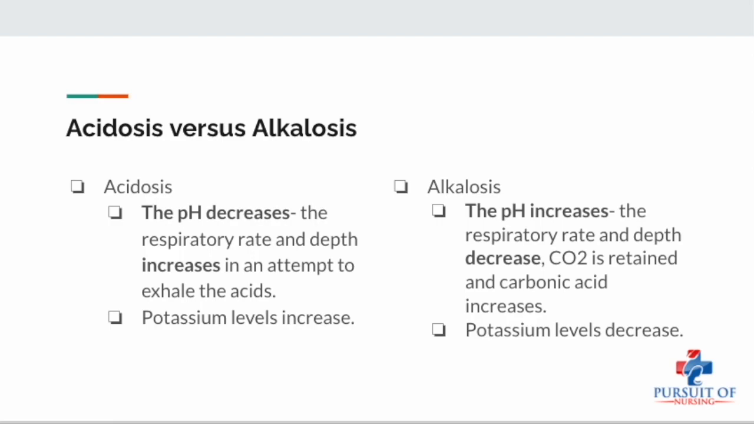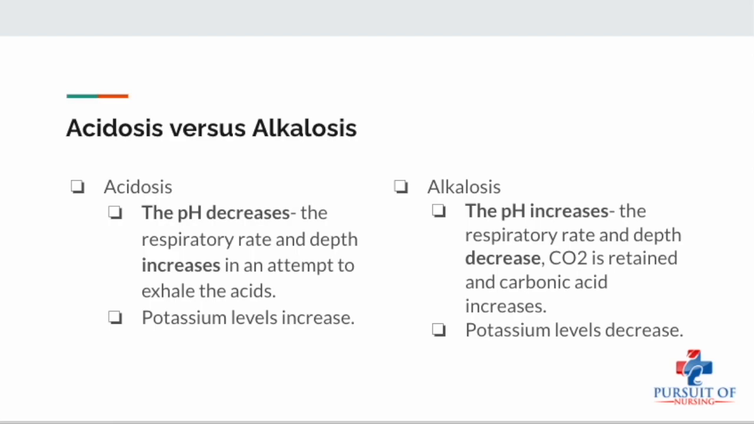Now, in respiratory alkalosis, it's alkalosis, so we know that our pH level is going to be increased, and we know that in respiratory imbalances, there is an opposite relationship. So if our pH is increased, our CO2 is decreased. It can be caused by conditions that overstimulate the respiratory system, such as hyperventilation or severe anxiety.